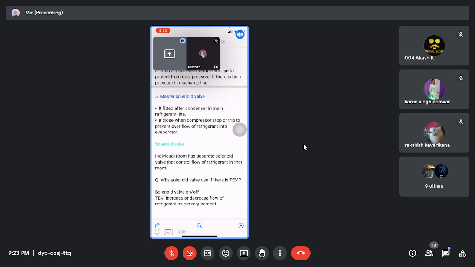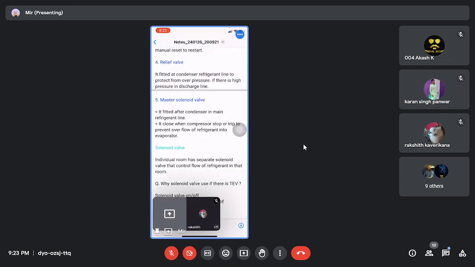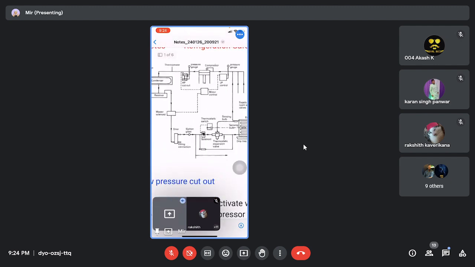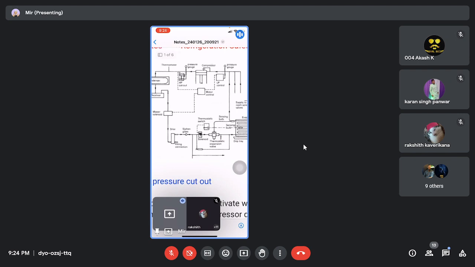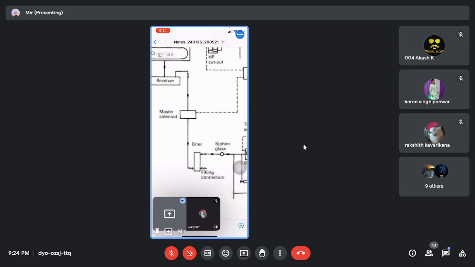There are two solenoid valves, the master solenoid valve and the solenoid valve. The master solenoid valve is fitted after the condenser in the main refrigerant line, and it closes when the compressor stops or trips to prevent overflow of refrigerant into the evaporator. Here you can see the diagram. This is the master solenoid valve. It will connect to the motor control and the low pressure cutout and high pressure cutout. It is in the main line.